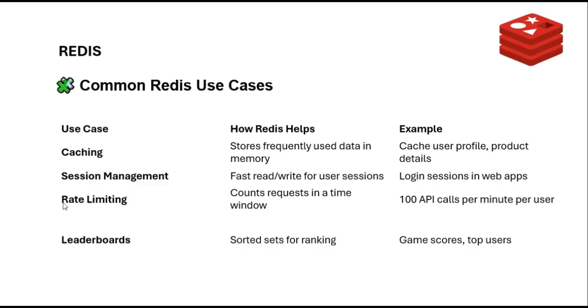It can also be used for rate limiting. It counts the requests in a time window. For example, you have a requirement wherein you want only 100 API calls per minute per user. It can also be used in gaming for leaderboards. Let's say you want to sort the ranking of the game players. You can use it for ranking players by their score, or the top five users in the game based on their score. So these are some of the use cases of Redis.